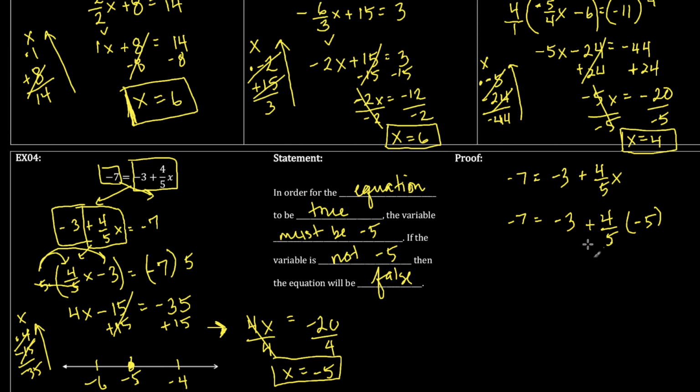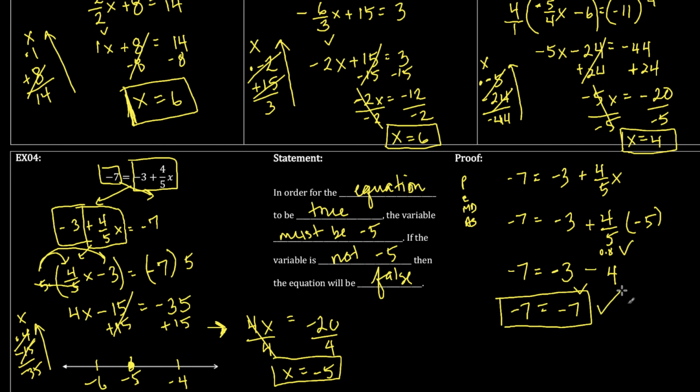So PEMDAS as always. So we need to multiply here first. So negative 7 equals negative 3. A positive times a negative is a negative. I would just convert this if I were you. This is 0.8. Using your calculator, times 5 will give you 4. Just 4, because there's no way. Remember, this was x right here. And negative 7 equals negative 3 minus 4 is negative 7. That is it. Thank you.